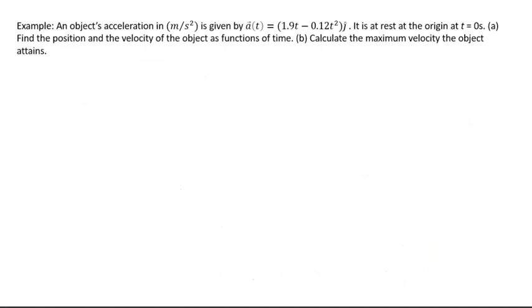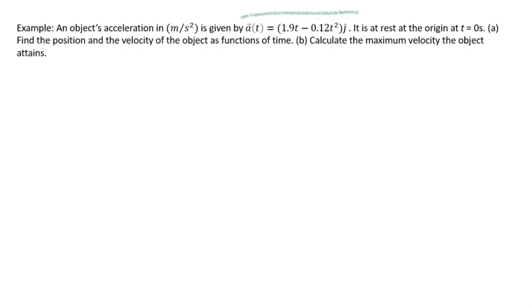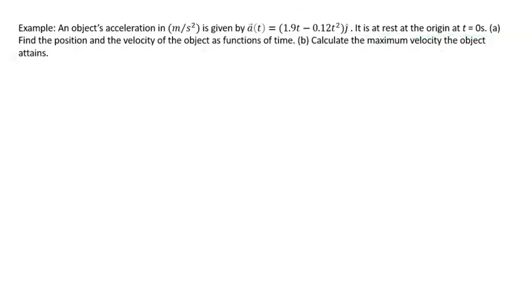Example 2. An object's acceleration in meters per second squared is given by this expression right there. It is at rest at the origin. So that's important, at rest at the origin. So we know the velocity and the position at t equals 0 seconds. These are the initial conditions for this problem. First, find the position and velocity of the object as functions of time, and then calculate the maximum velocity the object attains.